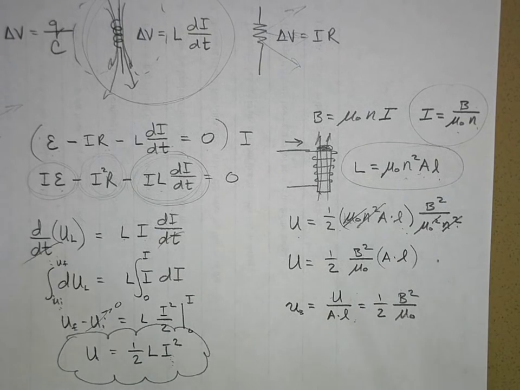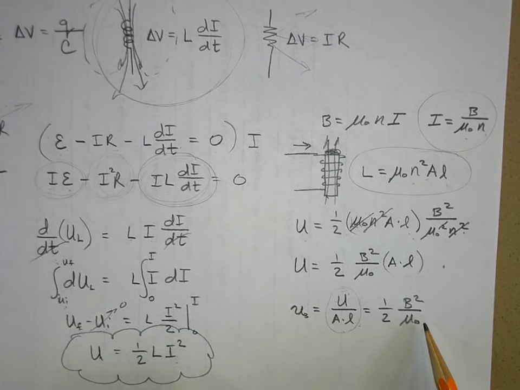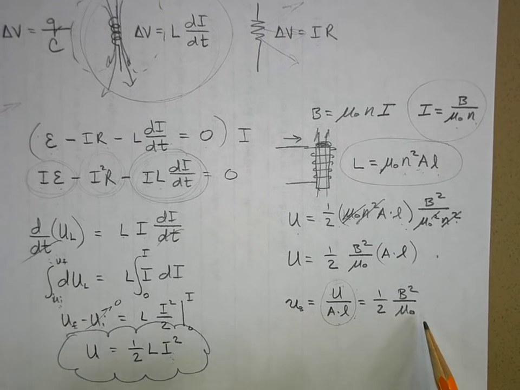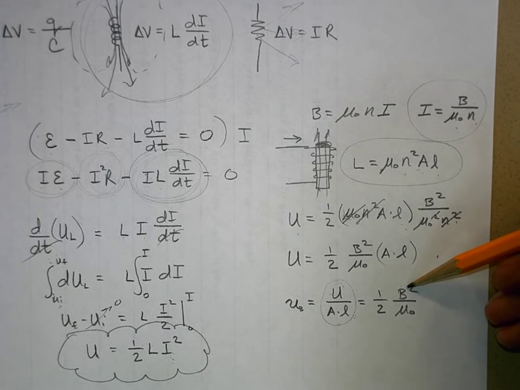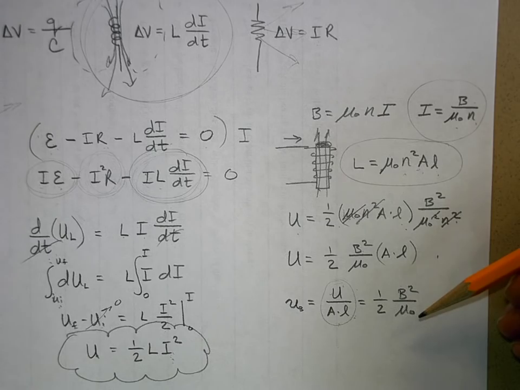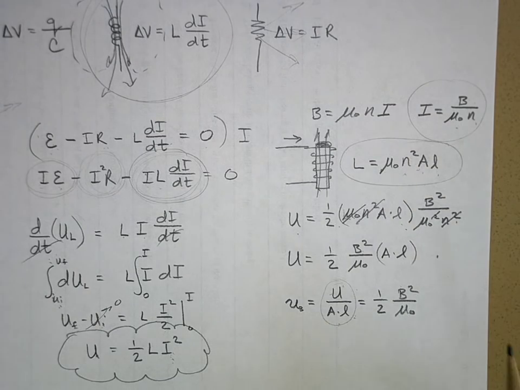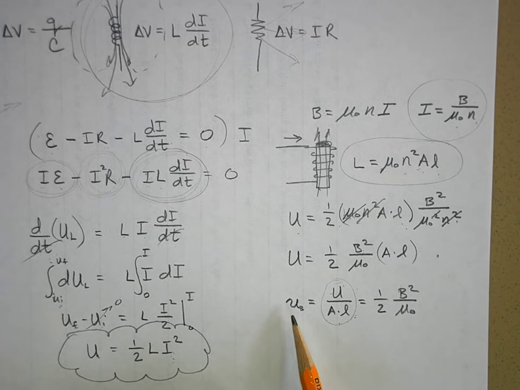Notice that when I express it in terms of energy per unit volume, I no longer have the characteristics of the solenoid. I just use the solenoid as a way of getting this. This tells me that if I have a magnetic field in a volume of space, there is energy stored in that space itself because there is a magnetic field there. And that energy per unit volume is just B squared over 2 mu naught.